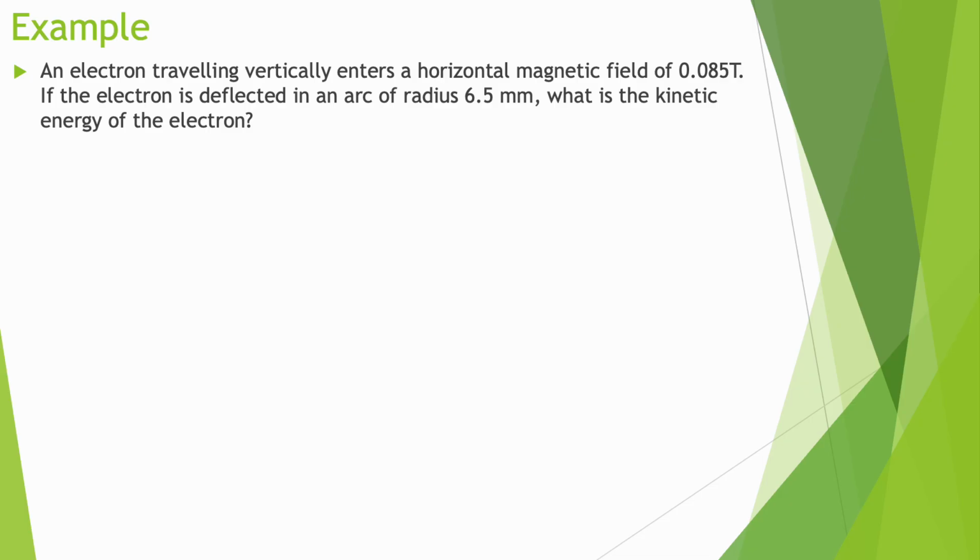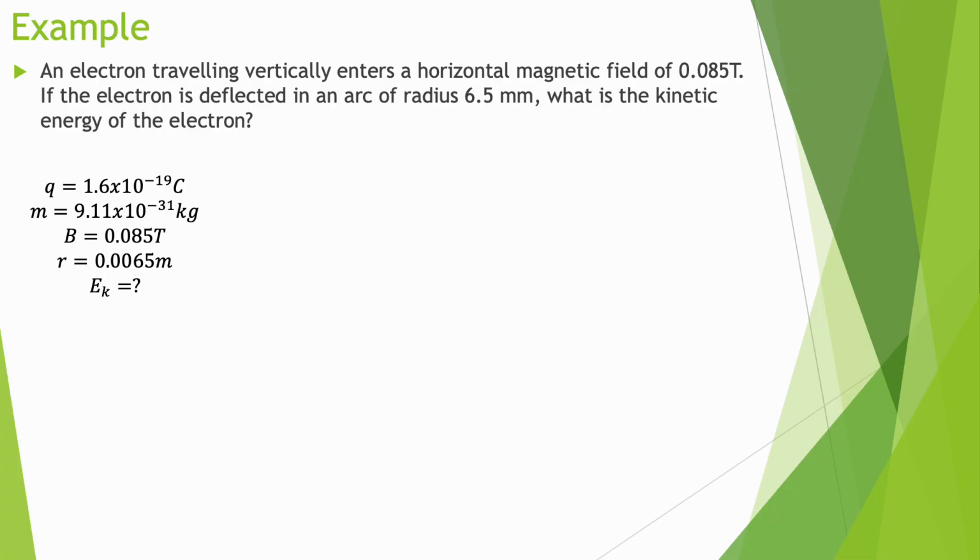Next example, we have an electron traveling vertically enters a horizontal magnetic field of 0.085 teslas. If the electron is deflected in an arc of radius 6.5 millimeters, what is the kinetic energy of the electron? So we'll start by writing out what we have.